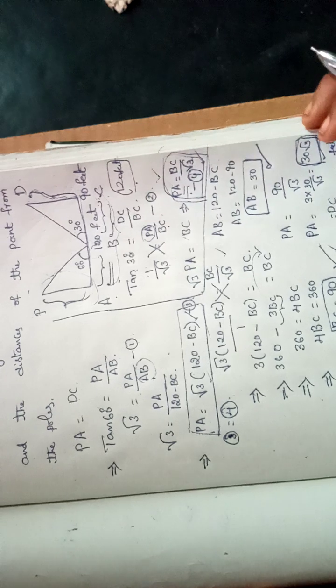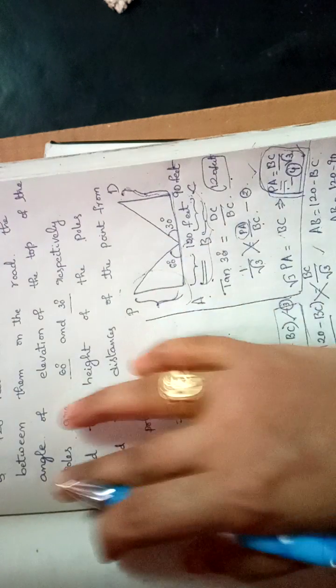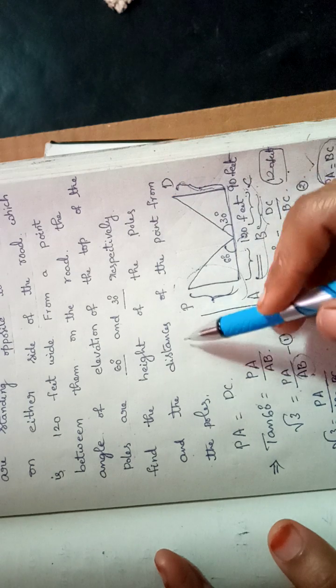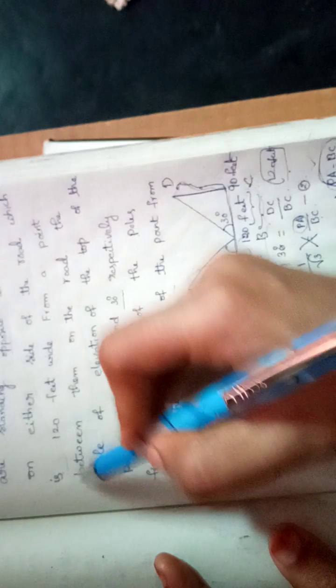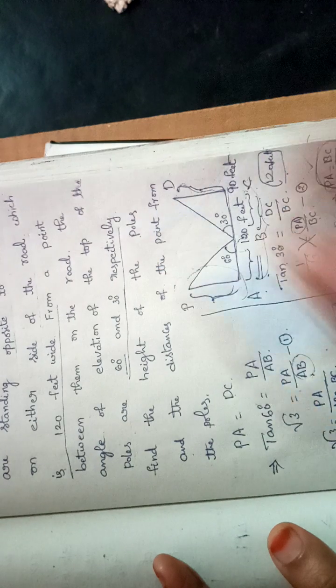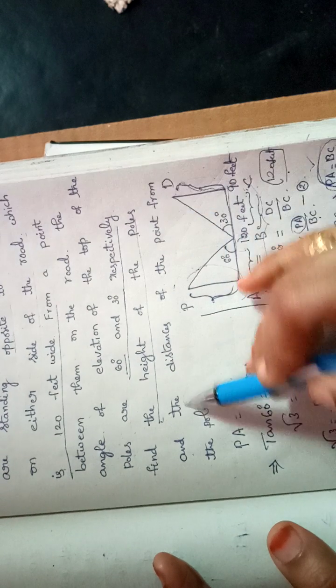Read the problem one or two times and simply underline the key points: equal heights, 120 feet road, angles of elevation. Then see what we have to find next.